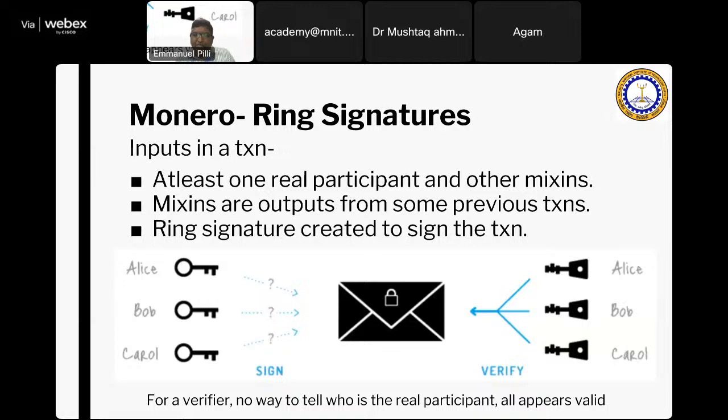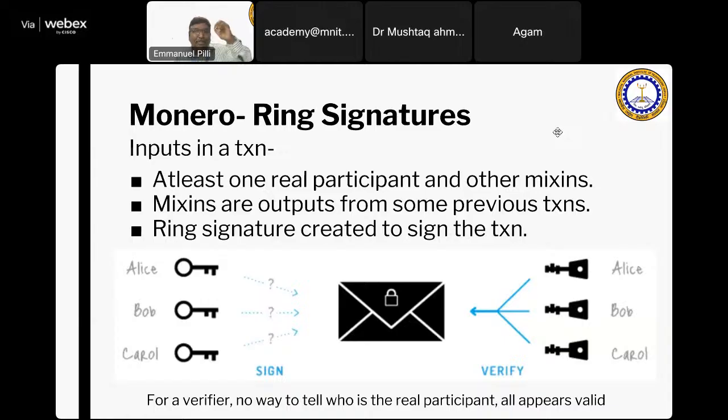Now, ring signature is an important concept you can look at. What the ring signature does is, at least one real participant and the others are mix-ins. Mix-in means they are not the actual participant, right? So that's something you can look at. Mix-ins are outputs of some previous transactions. So what they do, these two users had many other transactions.